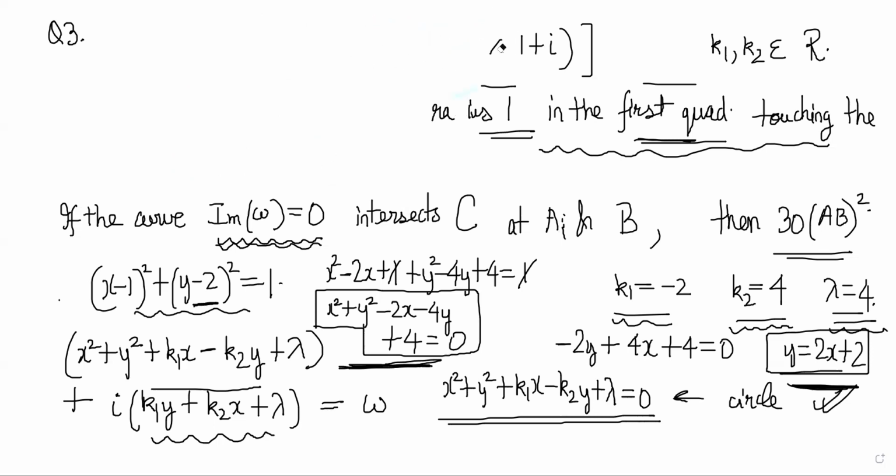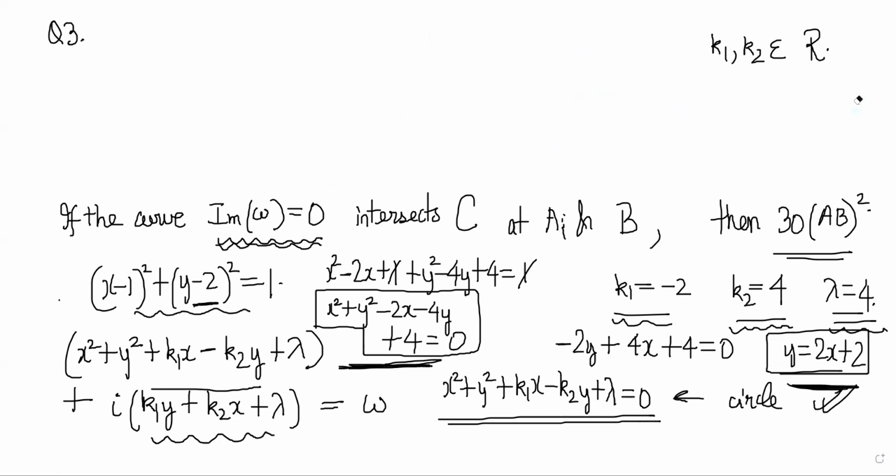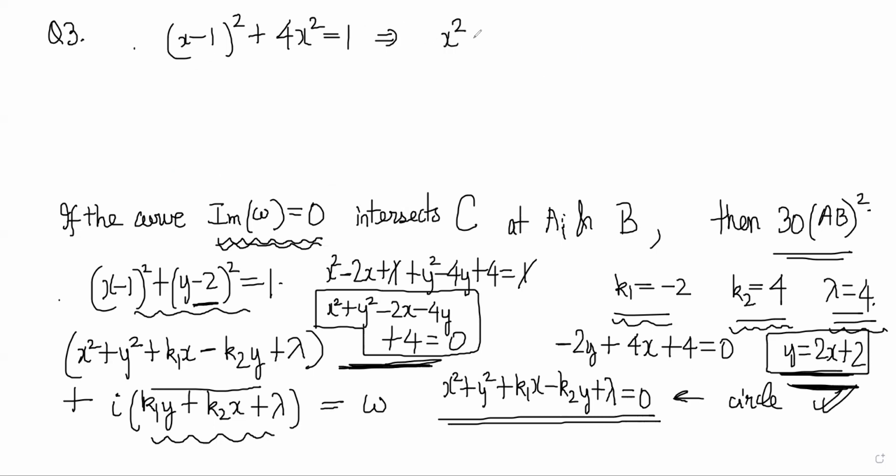So the way to do that is to solve the line with the circle equation. So take the line equation, use that in the circle equation. We'll say y minus 2 is 2x. So here we can put x minus 1 whole square plus y minus 2, which is 2x, so 4x square, is equal to 1, which implies x square minus 2x plus 1 plus 4x square equal to 1. So you have 5x square minus 2x equals 0. So x can be 0 or x can be 2 by 5, right?